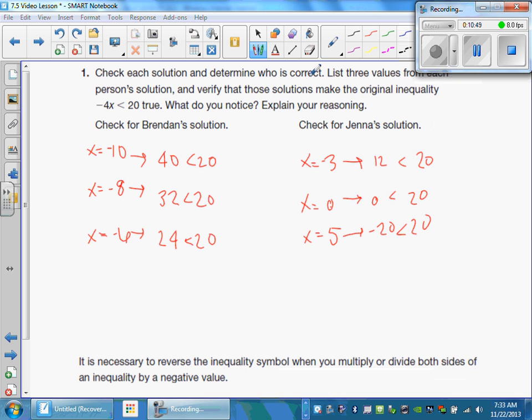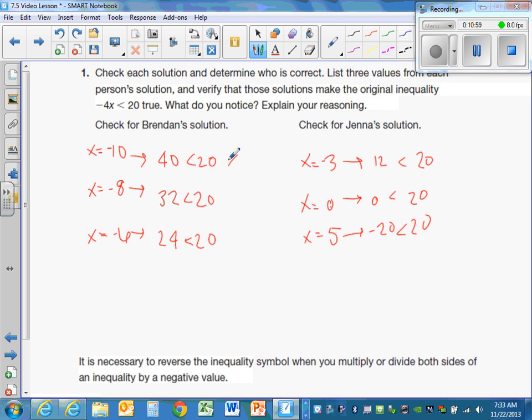Here are some examples that I did. For Brendan's, I plugged in -10, -8, and -6, and came out with 40 is less than 20, 32 is less than 20, and 24 is less than 20. None of those work. For Jenna's, I plugged in -3, 0, and 5, and got 12 is less than 20, 0 is less than 20, and -20 is less than 20, and all of those work. So we should have found out that Jenna's solution is correct.